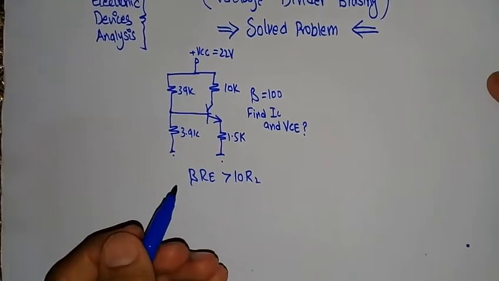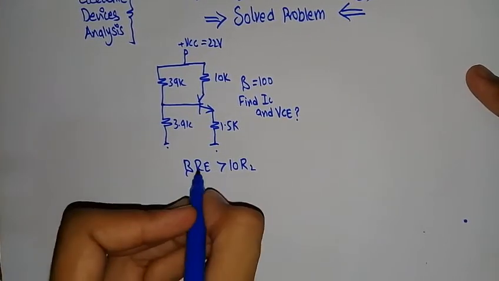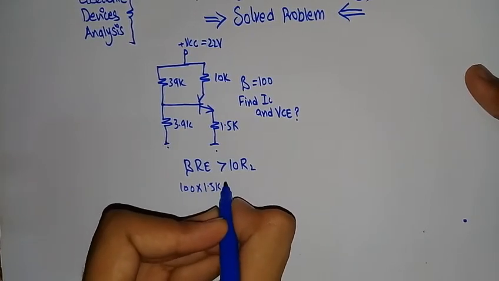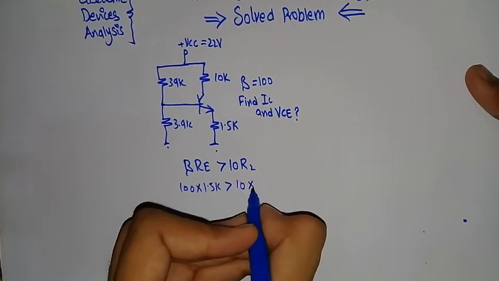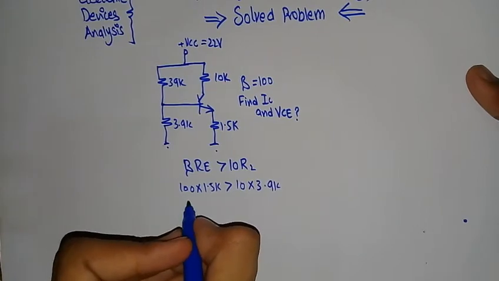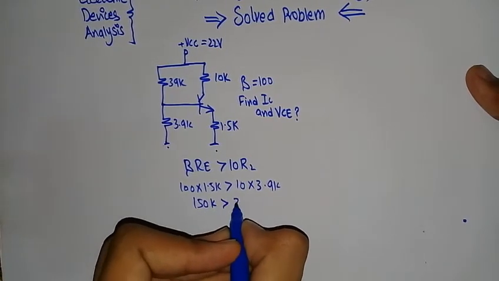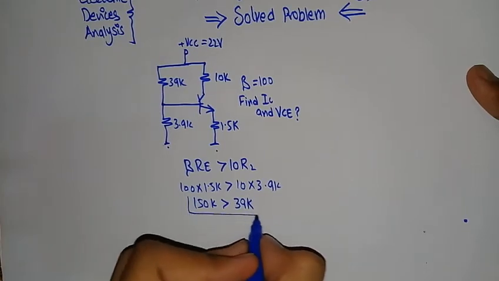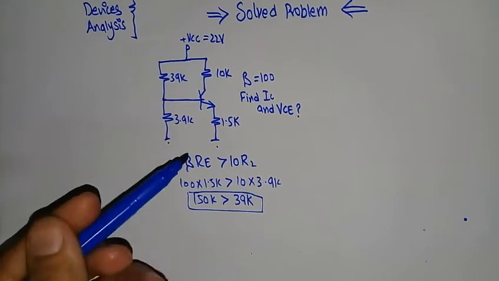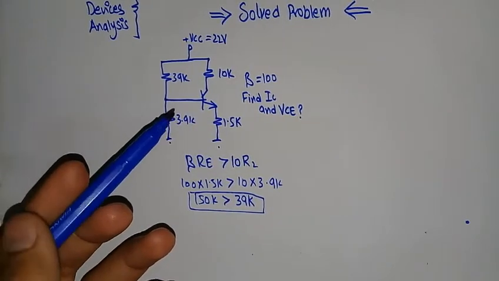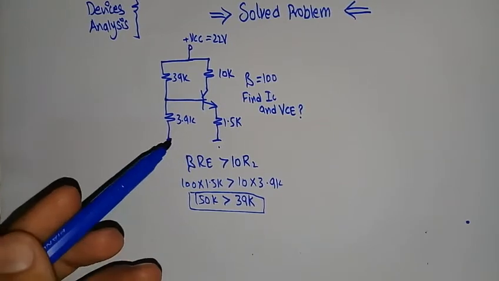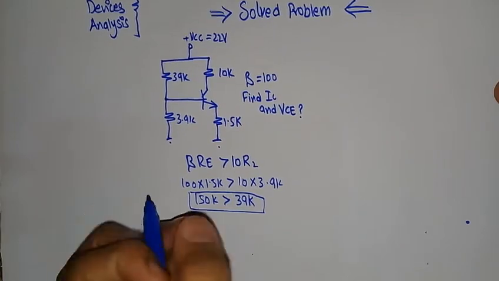So guys, put the values of beta times Re: beta is 100, multiplied with Re of 1.5k. This will be greater than 10 into 3.9k, because 3.9k is the value of R2. So this will be 150k, which is greater than 39k. So the condition is satisfied. Now we will apply the approximate method to solve this circuit. Because Thevenin's method is too long, first you have to apply this condition. If this condition is satisfied, then you can apply the approximate method to solve that circuit.